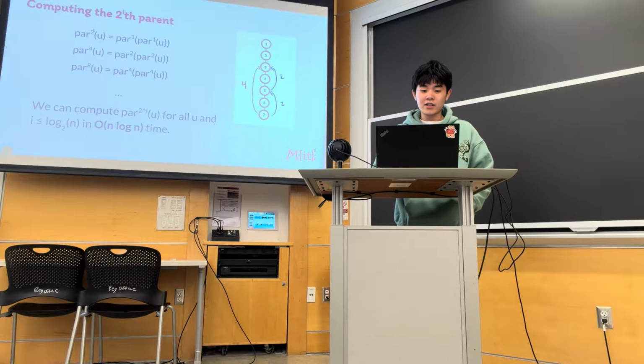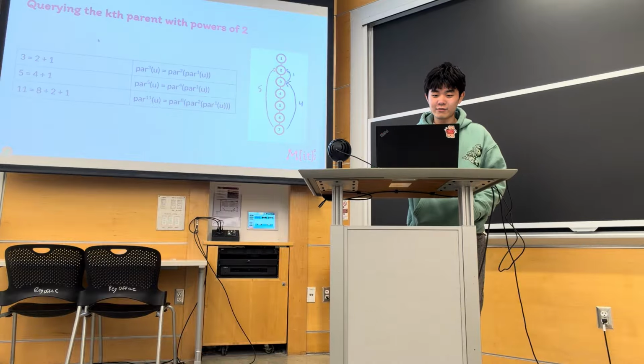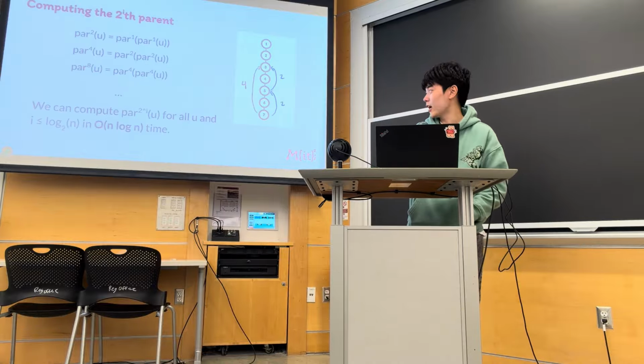If we wanted to compute the second parent of u, we just have to compose the parent function upon itself. For example, the parent of 7 is 6, let's say. And so the second parent of 7 is going to be the parent of 6, which is 5.